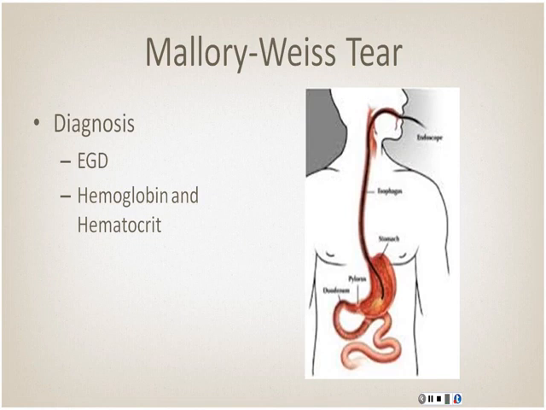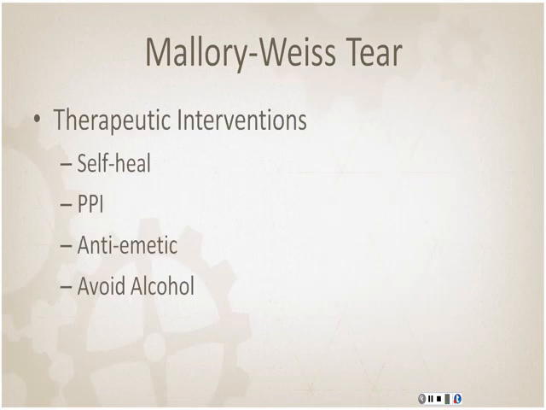About 15% of upper GI bleeds are caused by Mallory-Weiss tears. Signs and symptoms include bright red blood, bloody emesis, or bloody or tarry stools. Diagnosis of Mallory-Weiss tears is done with EGD. Again, we should be monitoring H&H for sure to determine the amount of bleeding that is happening, and certainly monitor our patients for problems with bleeding.